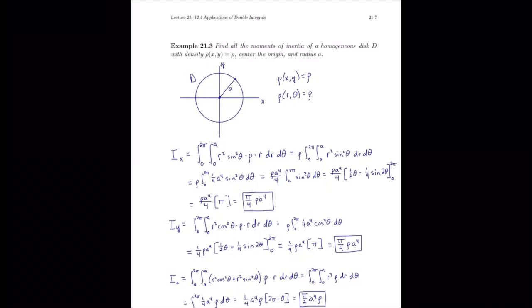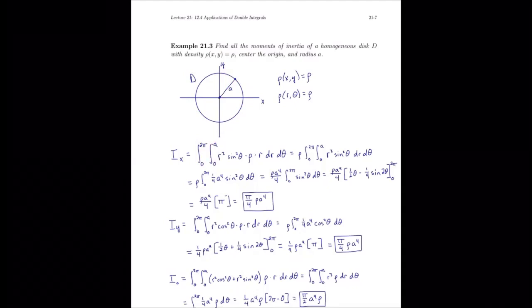Now let's see, the region that we're looking at goes from 0 to 2 pi. So there's theta and our limits of integration, 0 to 2 pi. And the radius goes from 0 to a. So there are our limits of integration for the radius.